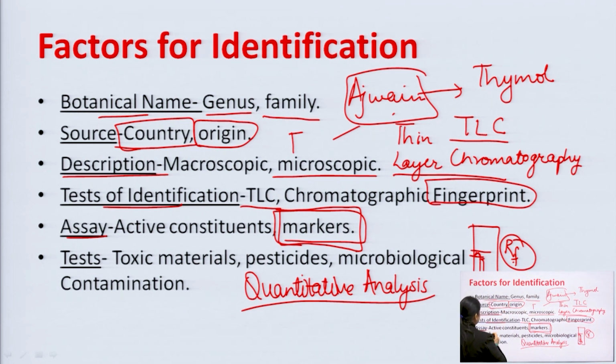Now, the other factors are tests. You have to carry out the tests for toxic material, pesticides and microbial contamination. So, these are the different factors which a botanist, a herb scientist or a pharmacognosist needs to keep in mind before the identification of the plant.